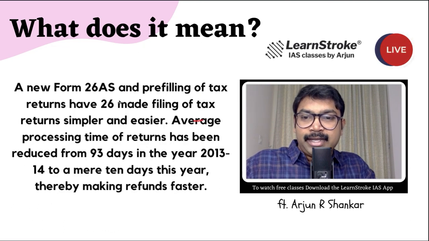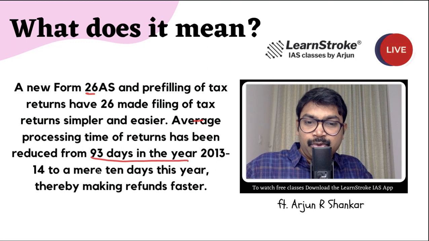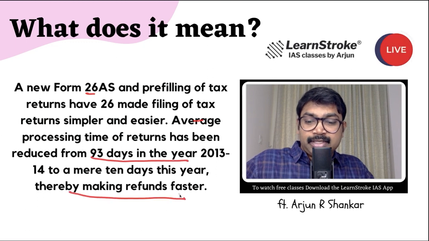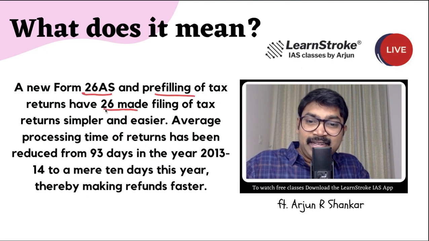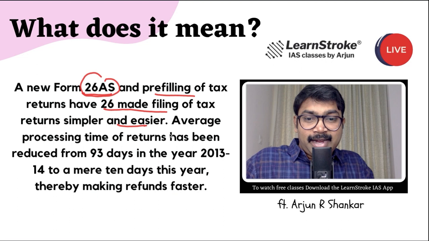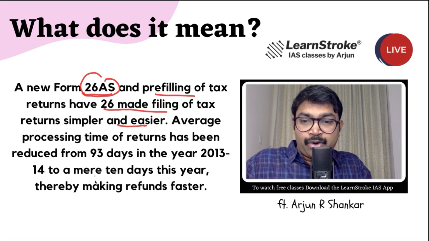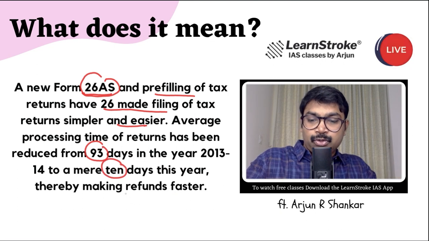And also there is another thing, a new form 26AS and pre-filing of tax returns have made filing of tax returns simpler and easier. Average processing time of returns has been reduced from 93 days in the year 2013 to 14 days. So this is actually relating to the refunds. Previously, with 26AS, the tax filing date was 93 days in the year 2013, and it has come down to a mere 10 days this year, making the refunds faster. So this is one thing that you have to know.